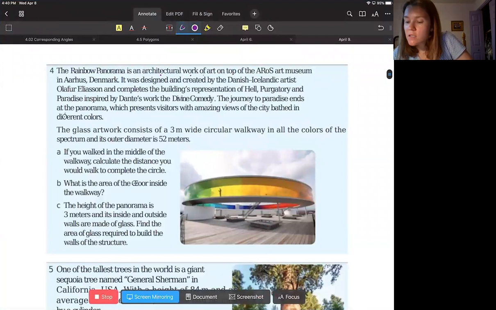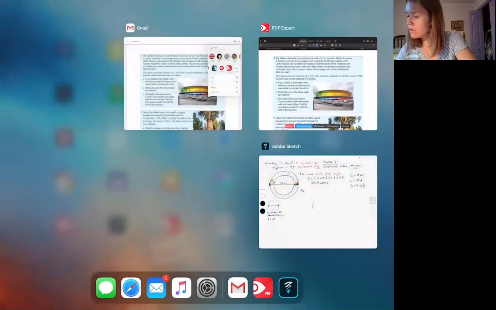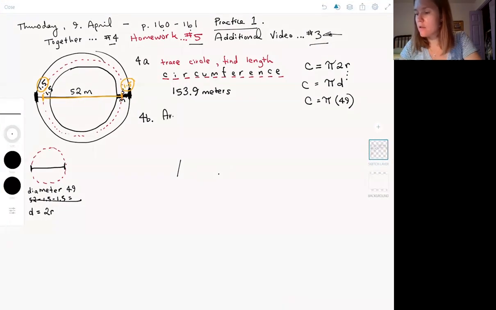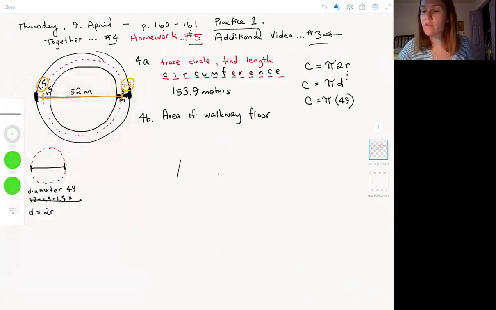So it asks, what is the area of the floor inside the walkway? So here's what we're asking now, right? If I'm looking at it from above, here I'm looking for the walkway floor. If I'm looking at it from above, what I'm looking for is the area of the green shaded region. Okay, what is the green area?